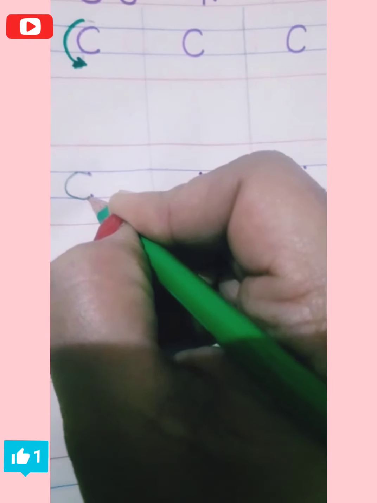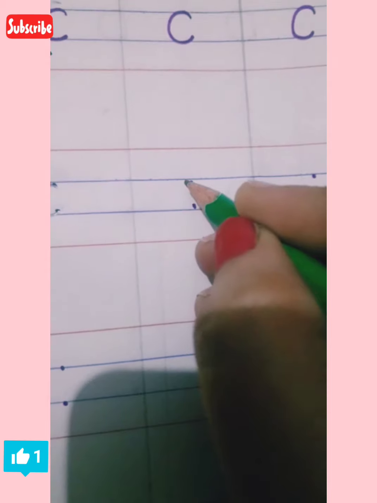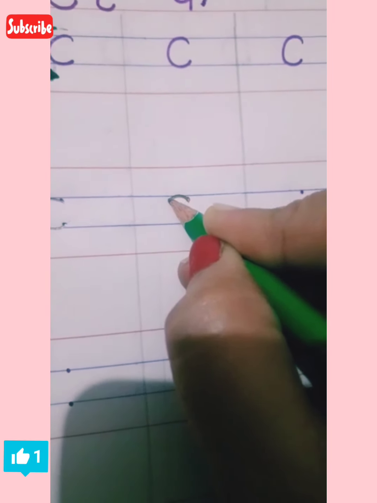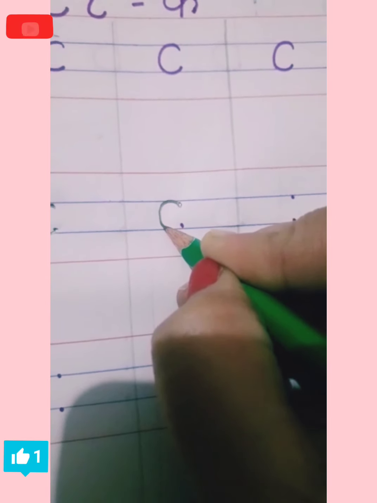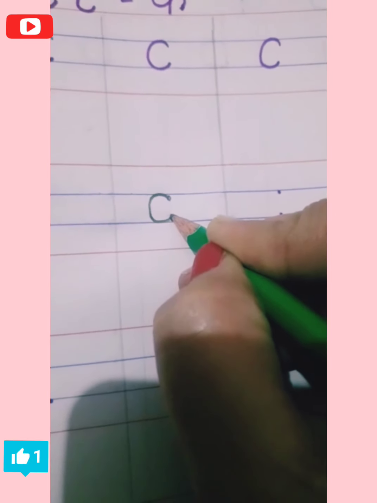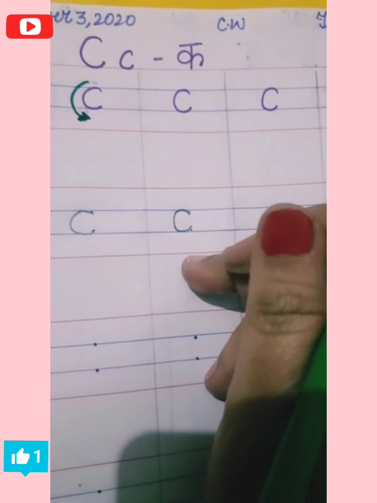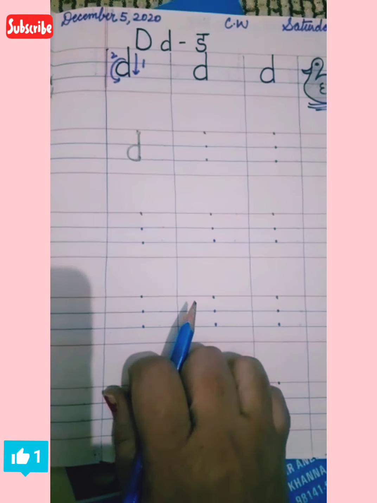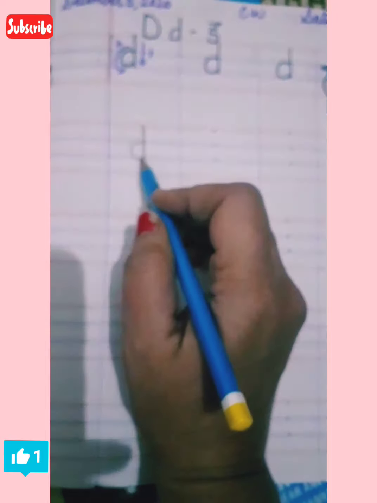Right curve. This is a C. Again, we have to write a right curve. This is a C.